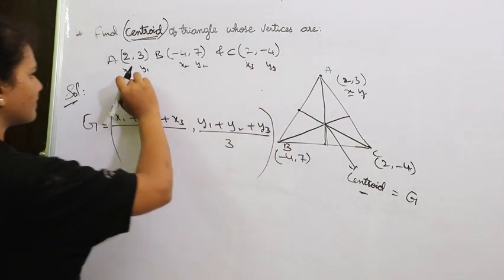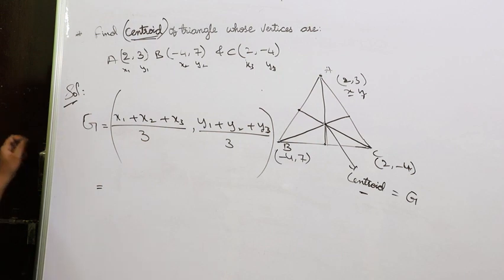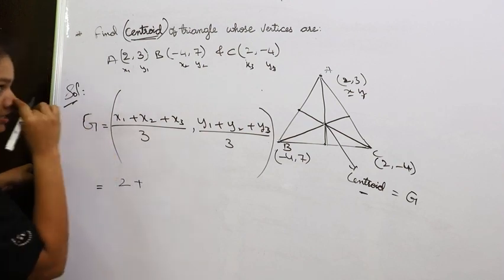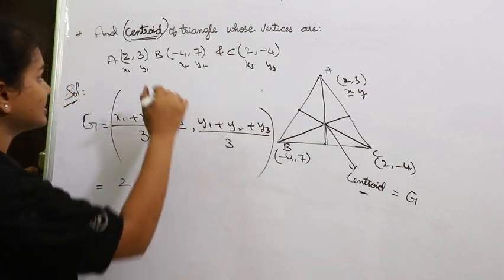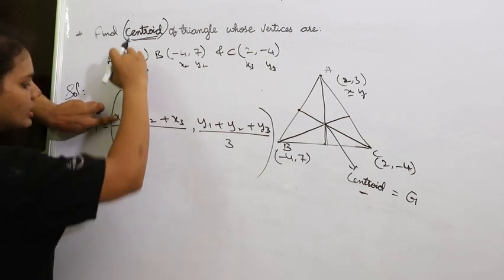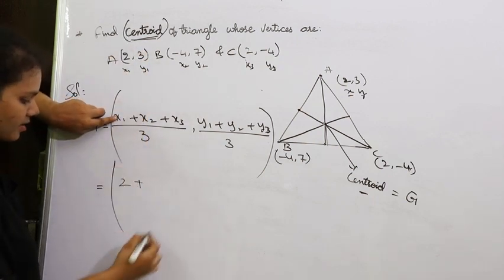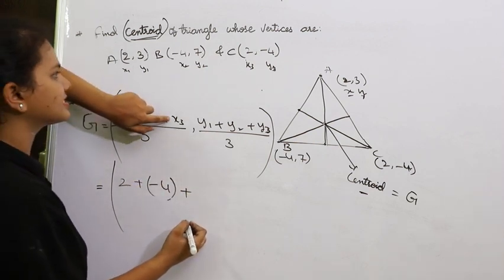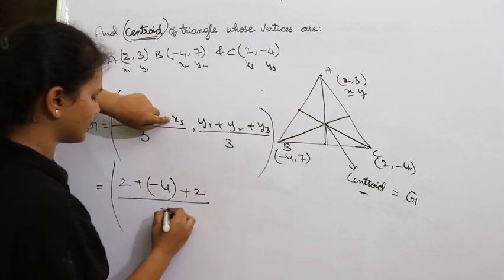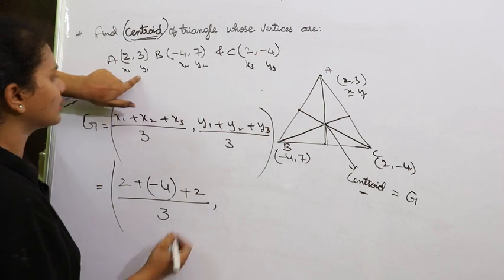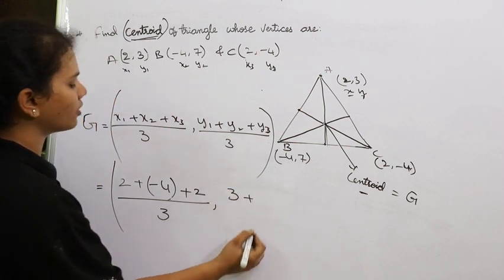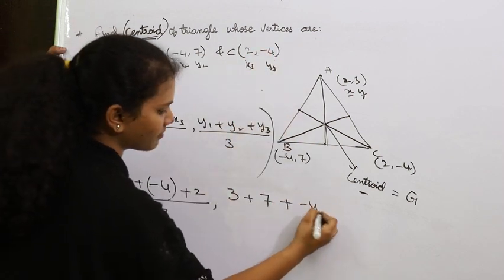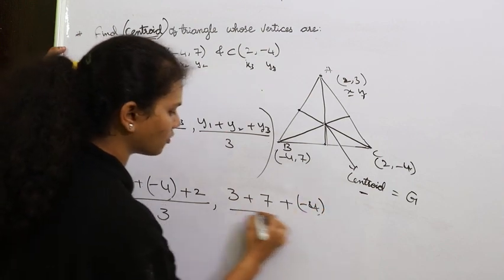We have considered these as x1, y1, x2, y2, and x3, y3. So here x1 value is what? Just have a look over here, just write down the values. x1 value is 2, so that's what I have written. Next, x2 value is minus 4, plus of minus 4. Plus x3 value is 2, by 3, comma. y1 value is 3, plus y2 value is 7. y3 value is minus 4. We got minus 4, right? So plus of minus 4. Clear? Plus of minus 4 by 3.